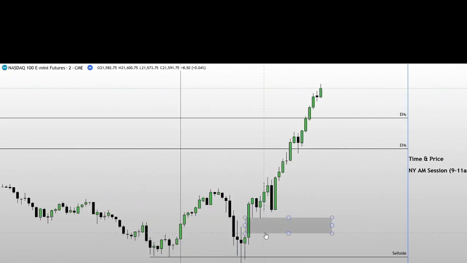Damage has to be done to the upside. This is the window where we do it. Bang, let's go hunt it. And it does that every single day.